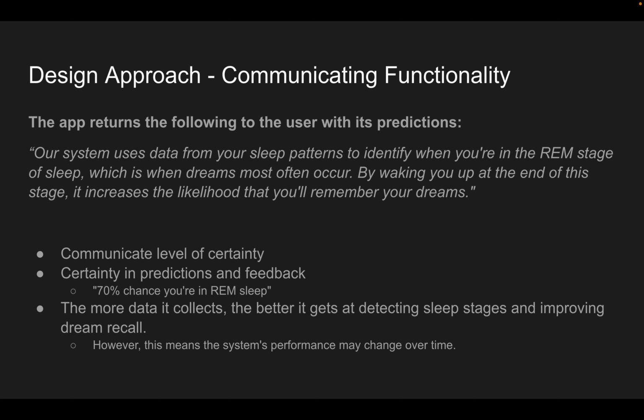And so the design approach here that we want to keep in mind is that the app should really return how it's making its predictions to a user in non-technical language, saying something like, the system uses data from your sleep patterns to identify when you're in REM, and that's when dreams are most likely to occur, and we wake you up at that time because you're more likely to remember your dreams. So along with that, communicating level of certainty: we woke you up at this time because we're 70% sure you're in REM, although I think with systems today you can get a lot better than that, but say 70% chance you're in REM and 50% chance you're going to remember your dreams.